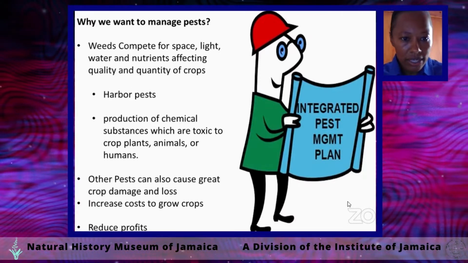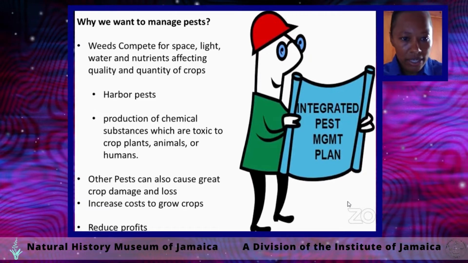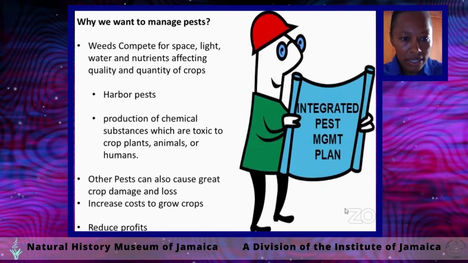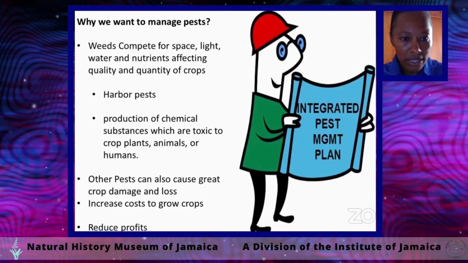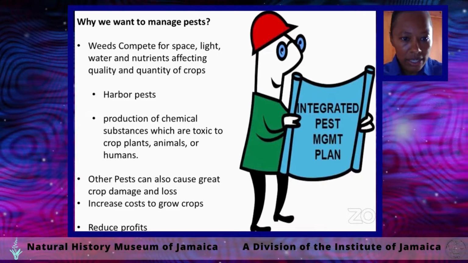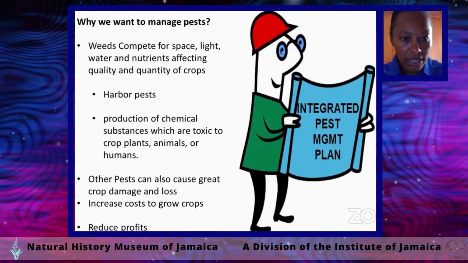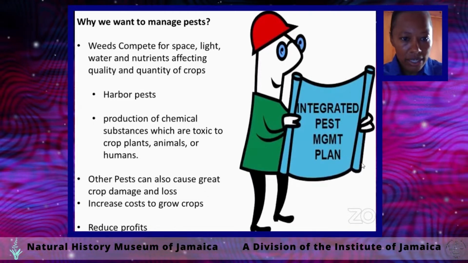Other pests can also cause great crop damage and loss, increase the cost of production in terms of the expenses to manage pests, and of course, reduce the profits. So these are all reasons why we try to manage pests.